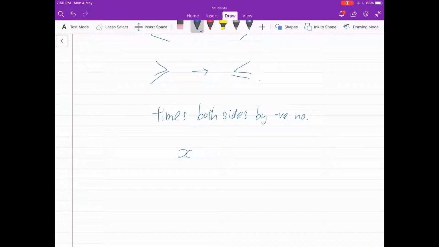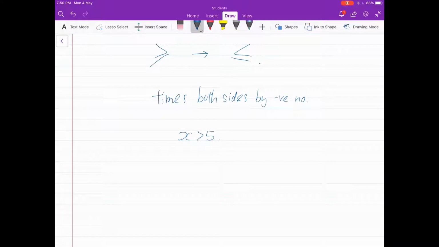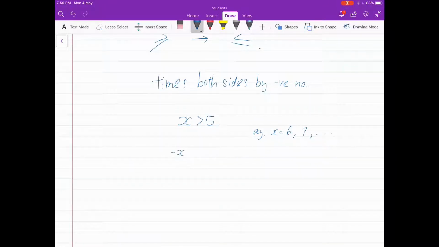For those who are not familiar, let's say I have this inequality x greater than 5. Well, let's think of some numbers that x can take on. So some examples where you could have 6, or you could have 7, and so on and so forth. Now, if I were to times both sides by negative, is it still this sign here? Is it still bigger?